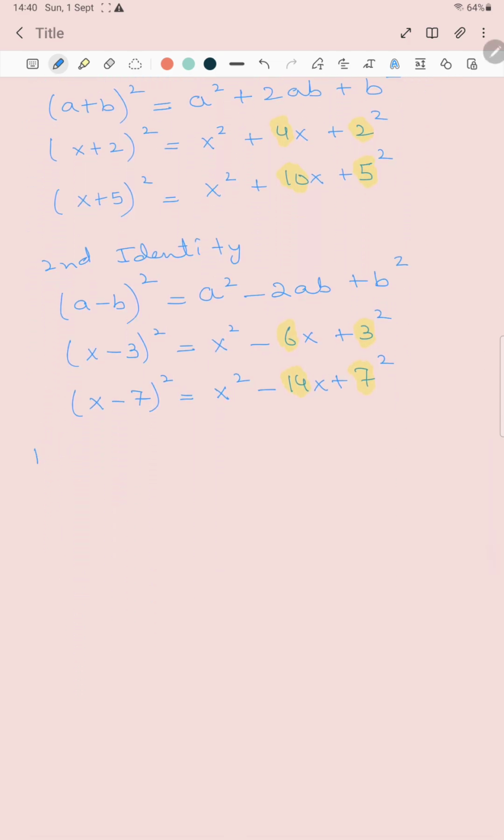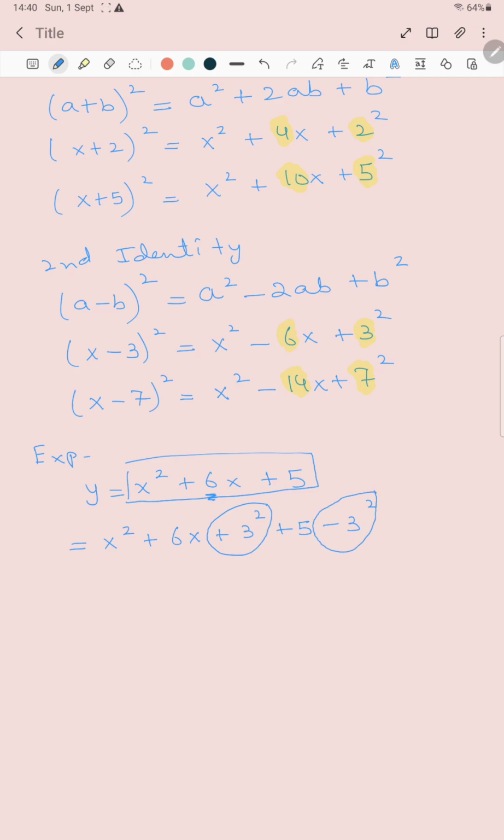Today we are taking some examples. The first example is y is equal to x square plus 6x plus 5. Now you can see this one is 6. So in the completing the square method, we have to add 3 square plus 5, and we will subtract 3 square as well. Why? Because this was the quadratic expression, and if you are adding something, you have to subtract it as well, because when you cancel them, you get the original expression.